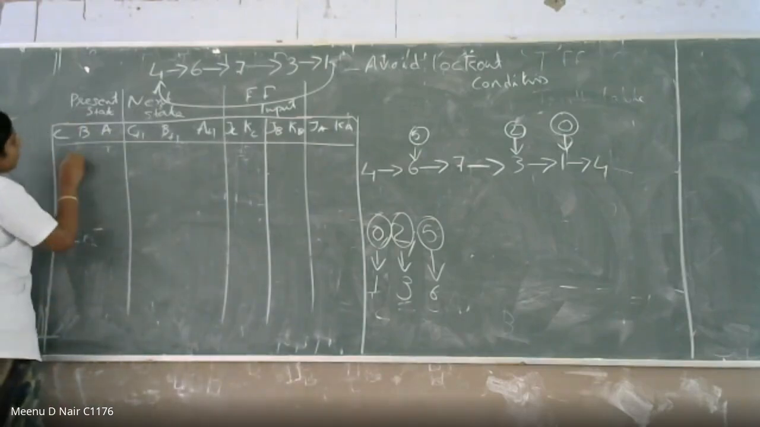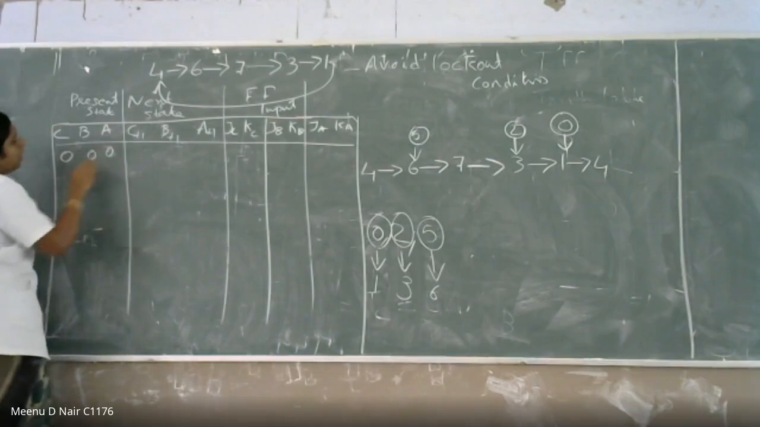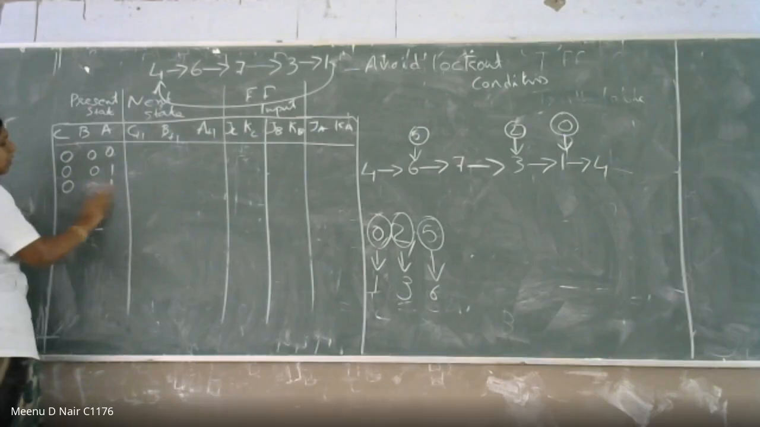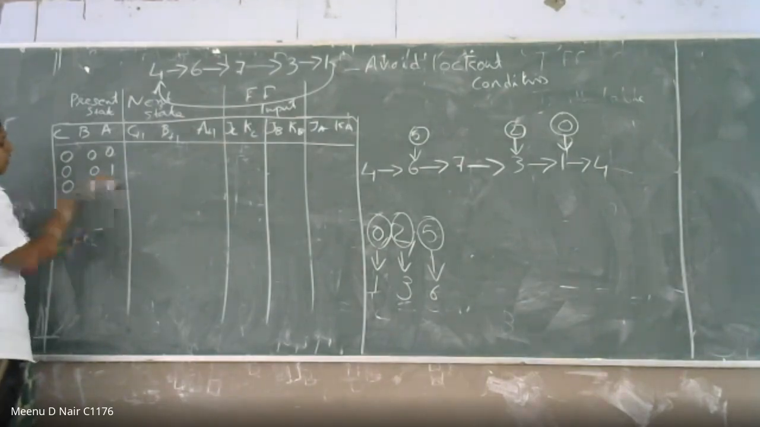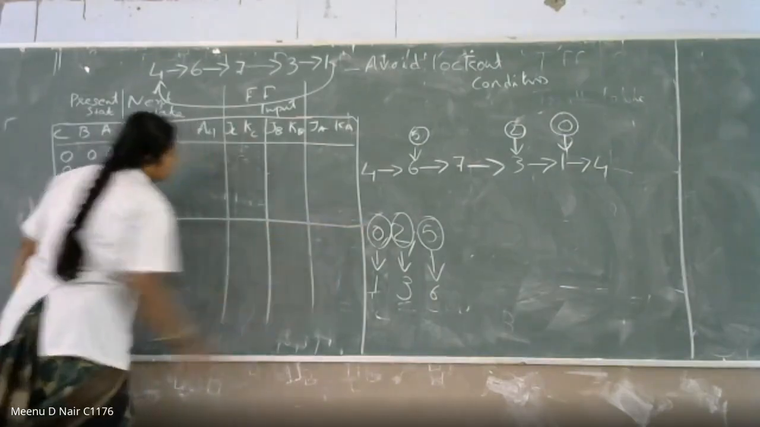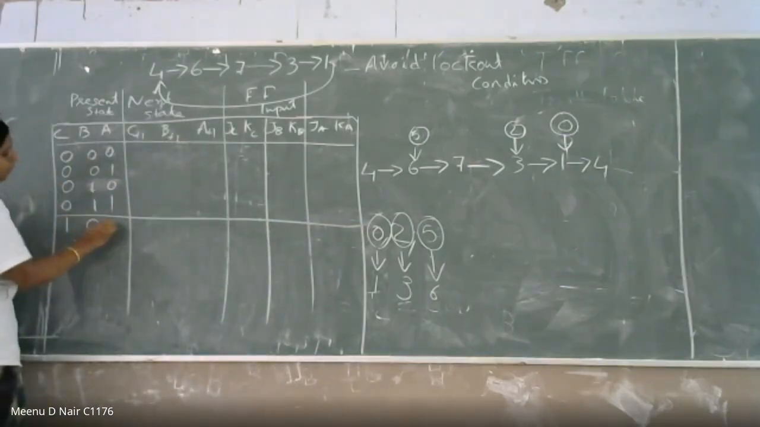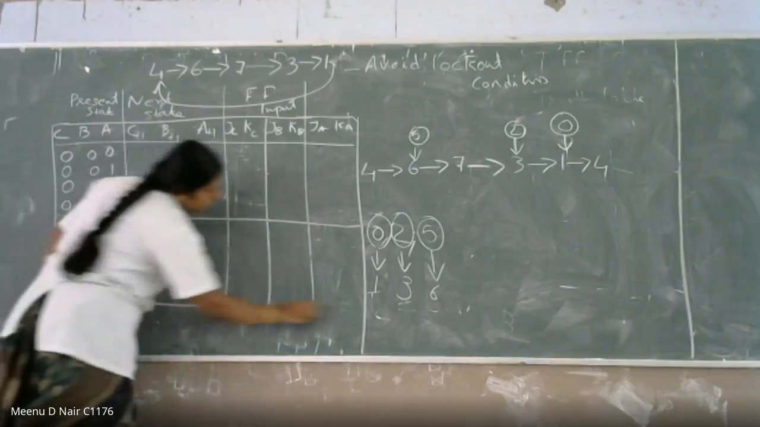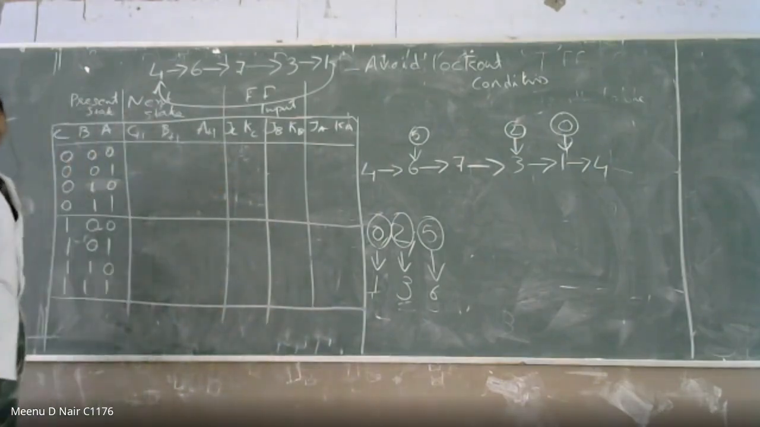So what is the first one? 0, 0, 0. Then 0, 0, 1. 0, 1, 0. 0, 1, 1. Then what is next? 1, 0, 0. 1, 0, 1. 1, 1, 0. 1, 1, 1. These are all the possible combinations of the 3 flip-flops, right?